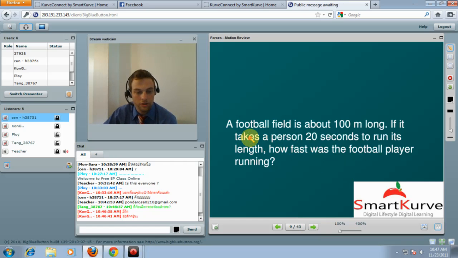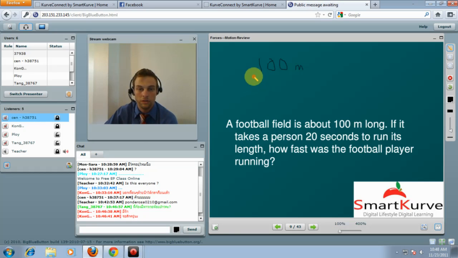Okay, so this is just a really simple example problem. We have a football field that is 100 meters long, and it takes a person 20 seconds to run its length. How fast was the football player running? So we have the distance is 100 meters, and the time is 20 seconds.